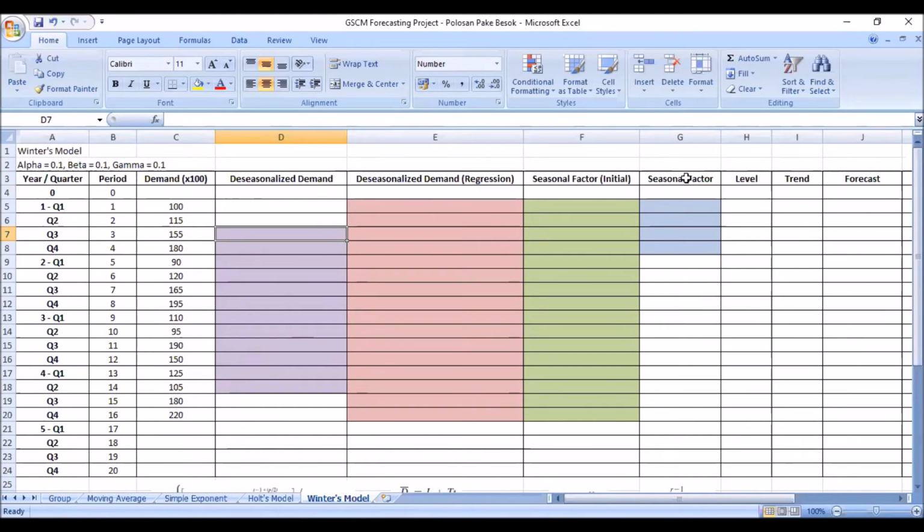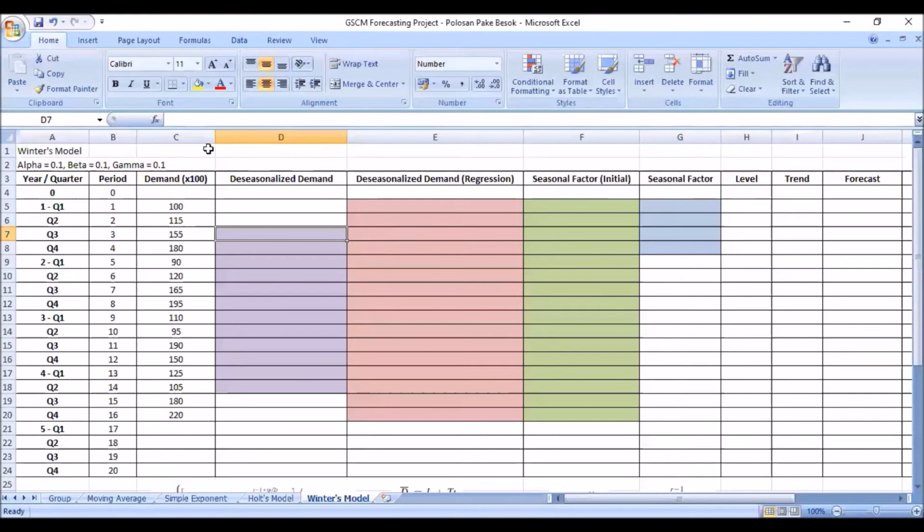So not just only trend like the Holt method. To find the seasonal factor and trend and level, we also must find some other components first, like the seasonalized demand, and then the seasonalized demand of regression, which is based on the level and trend from the regression, and then the initial factors and seasonal factors and others. It's quite complicated, but everything starts from the seasonalized demand.